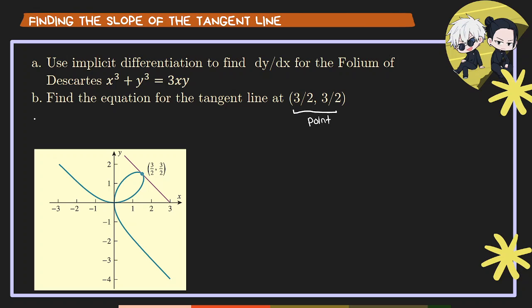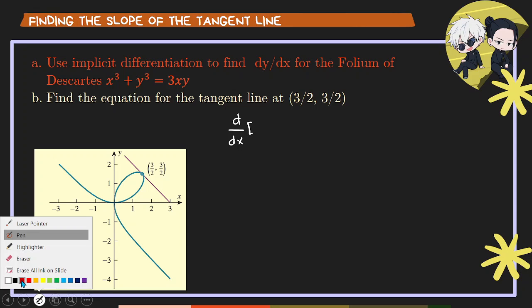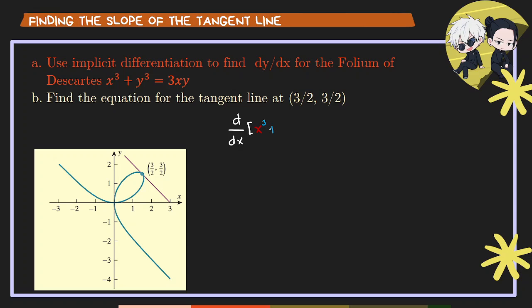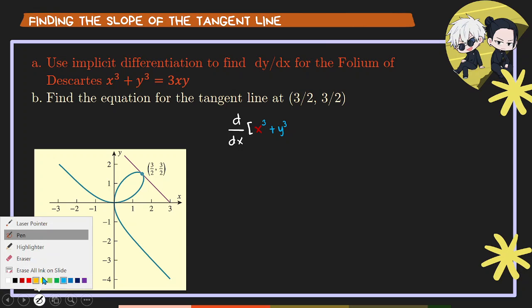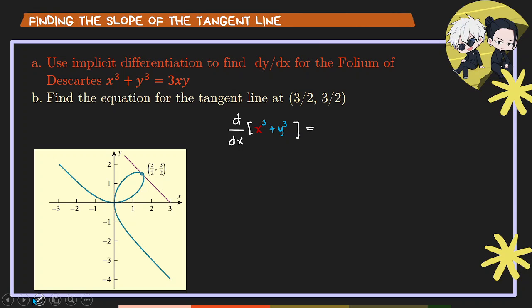So, point slope form is y minus y sub 1 is equal to m times x minus x sub 1. What is this m? The m is the slope. Okay, so dito muna tayo sa una. I-partially differentiate muna natin siya, no? So, derivative of x cubed plus y cubed with respect to x, and derivative of 3xy. Okay? So, yun yung step 1 natin.